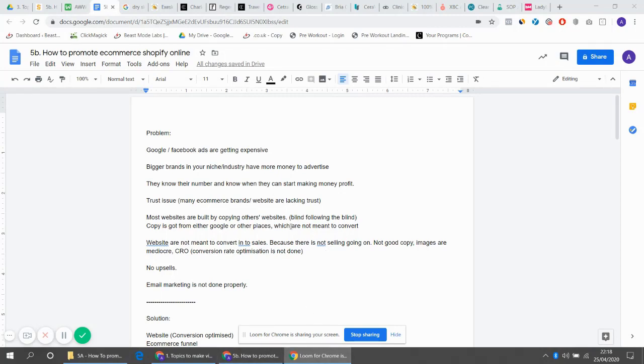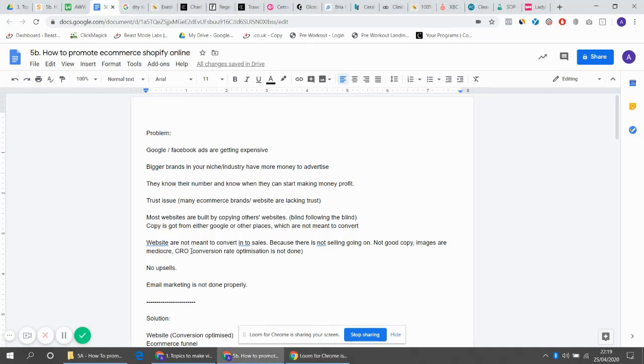When we are copying other websites, we don't know what their conversion rate is. So it's almost like the blind following the blind. If you're copying from people whose websites are not converting, this is a problem. And I know a few businesses who are doing this more or less same to same. And nowadays there are platforms that have pre-made templates, and everybody is going with the template. These templates are easy to follow, but they are not meant for conversion.